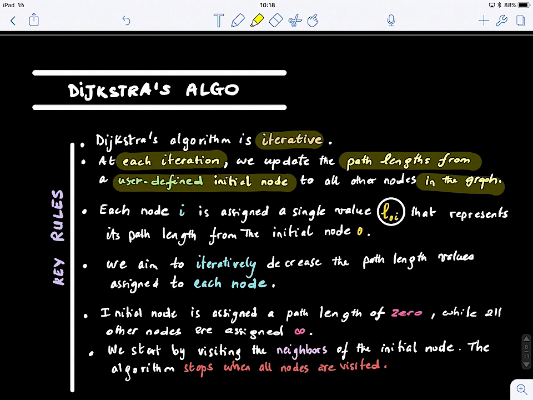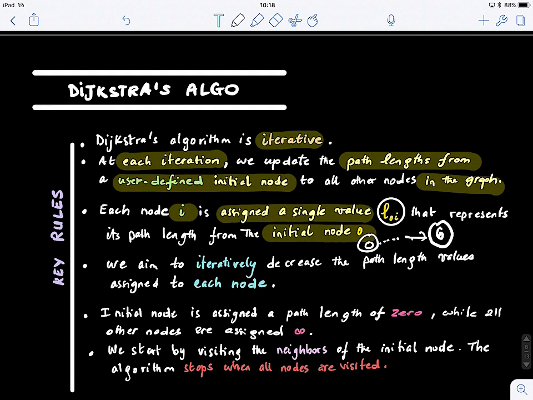Each node i is assigned a single value L(0,i), where 0 is the initial node, that represents its path length from the initial node. So if this is my node i, I will put the value 6. It means that to reach this node from the first node 0, the shortest path that I traverse up to this point is 6, to that current point. I'll explain more later on.